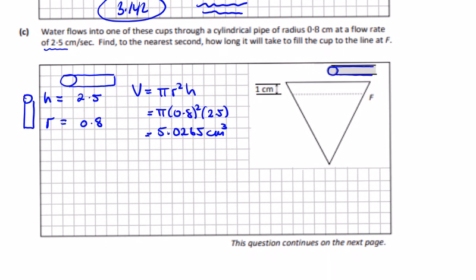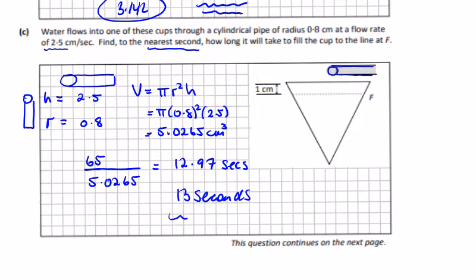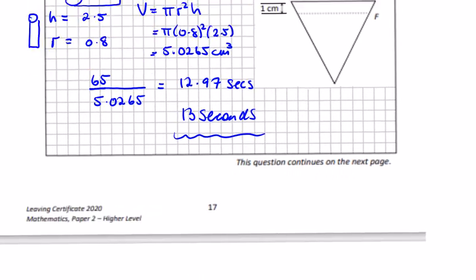So that's what's going in 1 second. Its overall volume is 65.2, so the volume divided by the rate at which it goes in will give the time taken to fill it. If it was just 5, you could see it would be 13, so it's going to be pretty close to that, 12.97 seconds. And we are asked to the nearest second, so 13 seconds is the answer here to fill up this. Do an experiment with your tap at home.